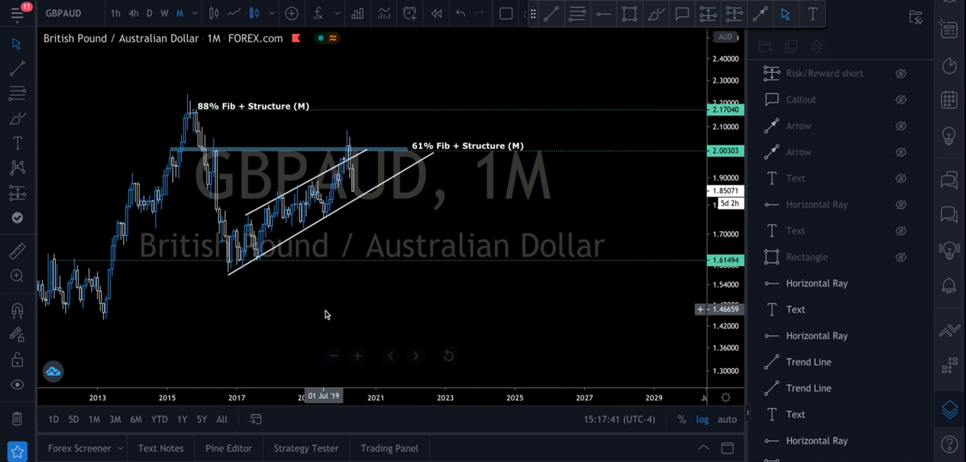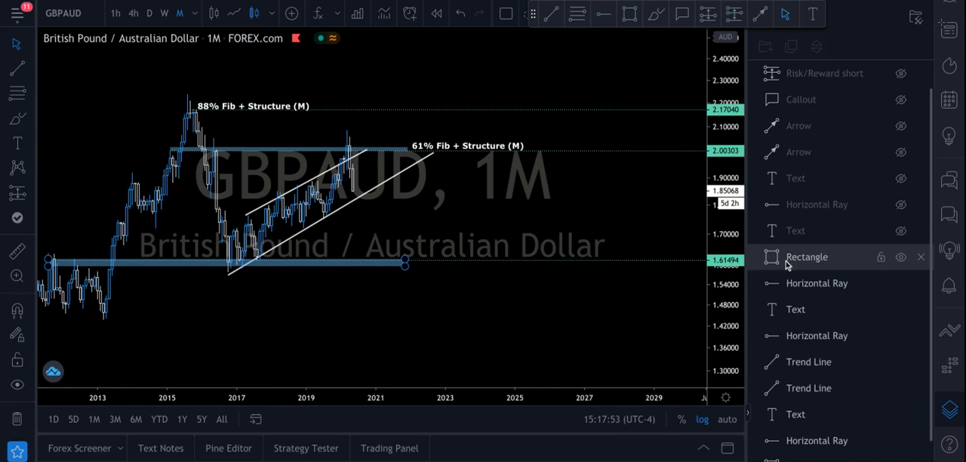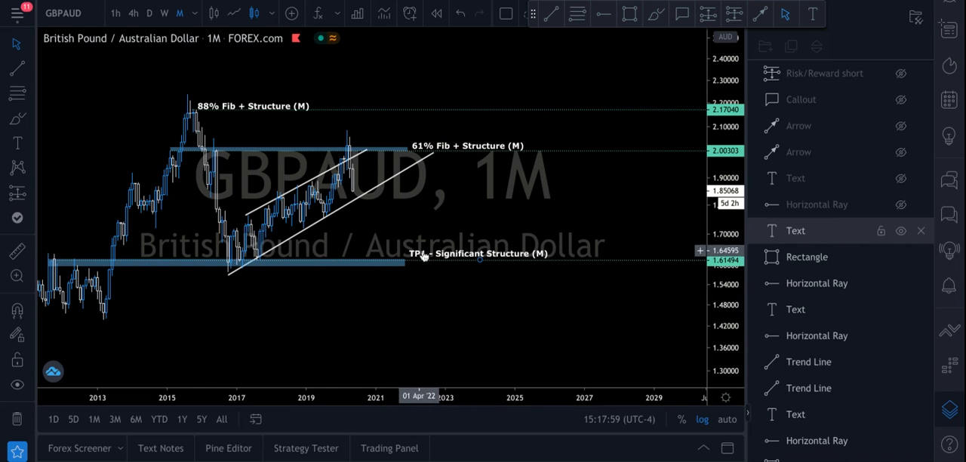So what I want to do is outline this area of support as well, because as you can see, not only was it resistance 1, 2 times, but it was also support 1, 2, 3 times. So this area is significant in that price does respect this area multiple times. And as you can see here, this ends up being our first take profit, with there being significant structure on the monthly time frame, as you guys saw here.